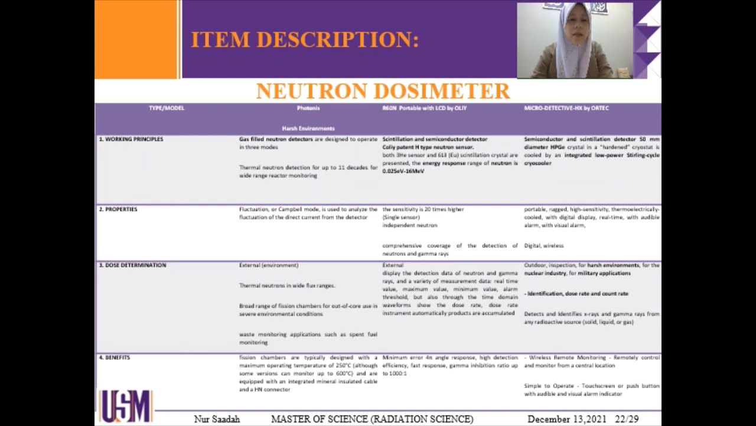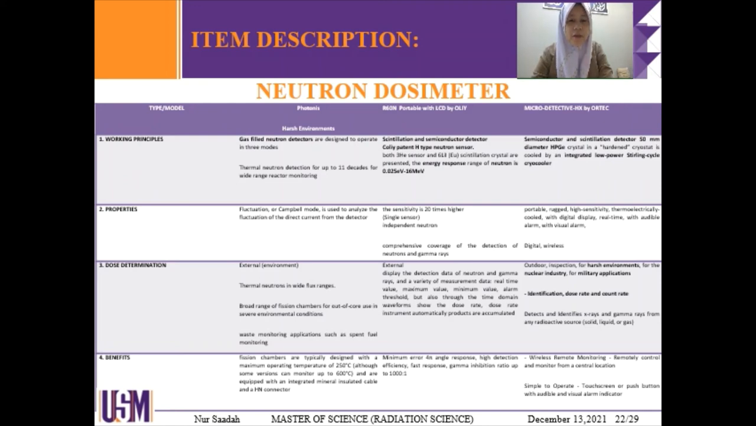The dose determination external display shows the detection data of neutron and gamma ray and a variety of measurement data: real-time value, maximum value, minimum value, alarm threshold, and also the time domain waveform showing the dose rate. The dose rate instrument automatically produces accumulated dose.